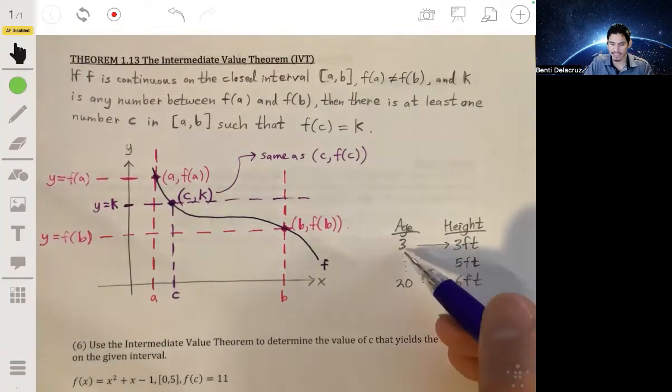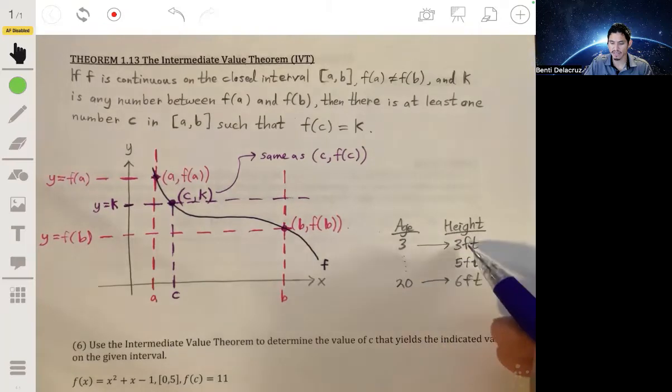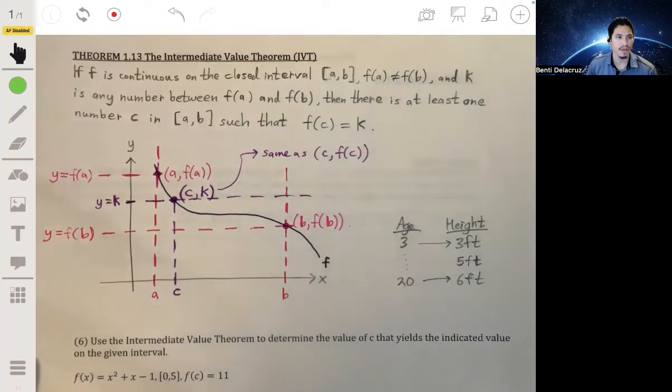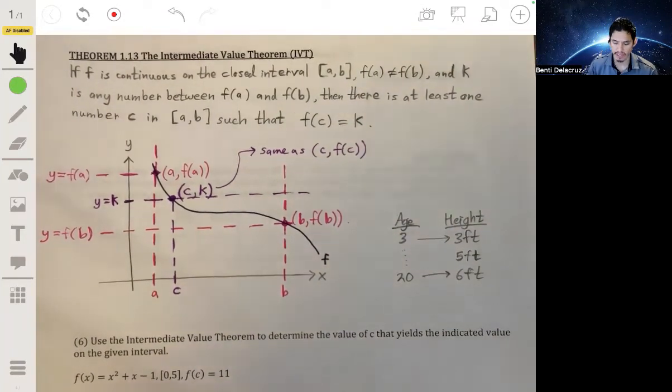So just think of this as these are your x values and these are your y values. That's all this is kind of saying. This is just a fancy way of showing it mathematically. But anyways, let's go through an example problem, because this will make it a lot easier to understand.